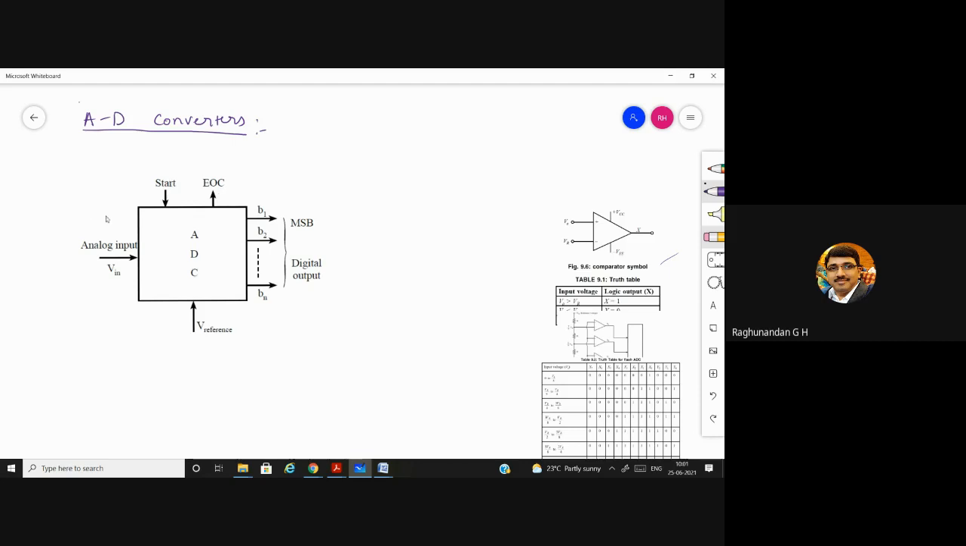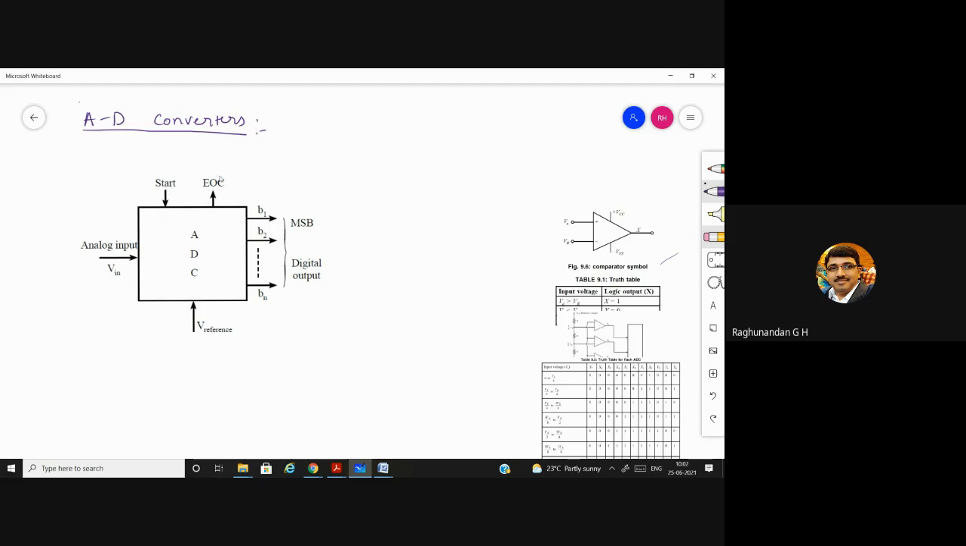With these A to D converters, basically they will be having two control pins: start and end of the conversion. So these are the two input pins which we are having. The start pin indicates the starting of the input signal, that they have started giving the input signal, and it has to start the conversion process.